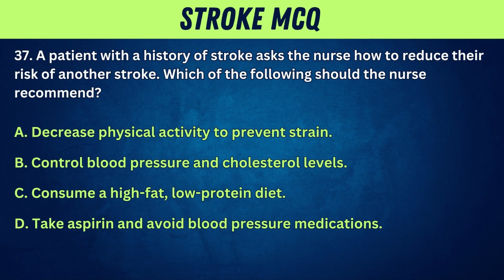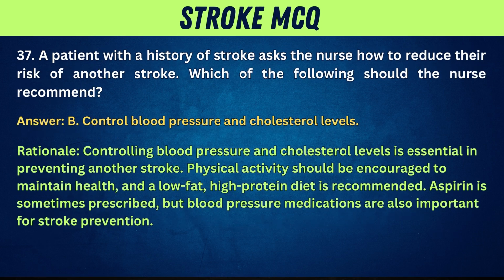37. A patient with a history of stroke asks the nurse how to reduce their risk of another stroke. Which of the following should the nurse recommend? A. Decrease physical activity to prevent strain. B. Control blood pressure and cholesterol levels. C. Consume a high-fat, low-protein diet. D. Take aspirin and avoid blood pressure medications. Answer: B. Control blood pressure and cholesterol levels.